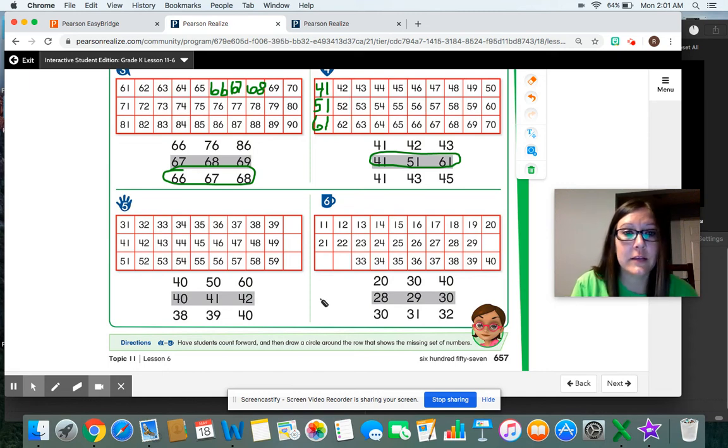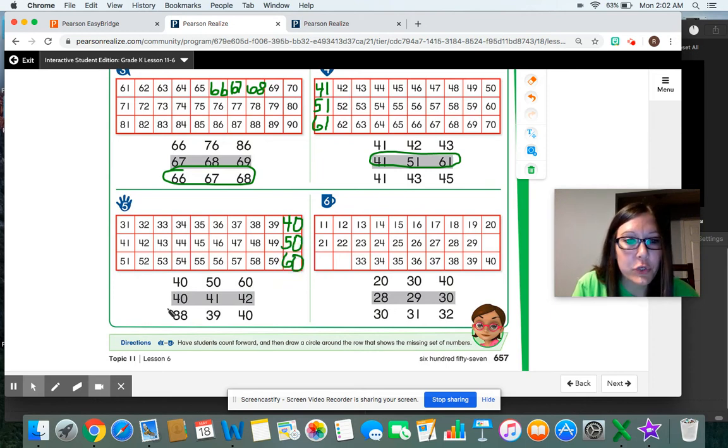All right, let's take a look at this one. Oh boy, we know that this column is supposed to be what numbers? You said decade numbers, you are right. So 38, 39. What's the next number? 40. All right, kinders, without counting on, what's the next decade number after 40? 50. And then what's the next one? 40, 50, 60. Here we go.